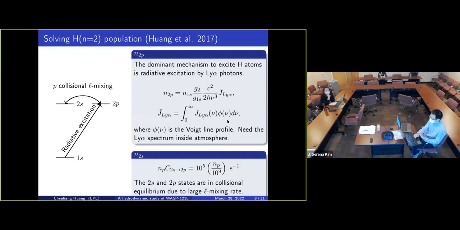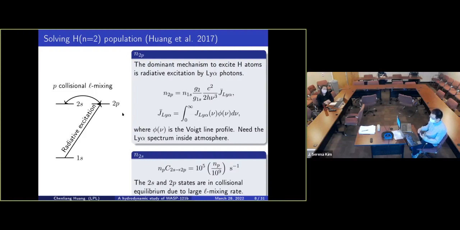profile-averaged mean intensity. So this is using the Voigt line profile to average the mean intensity of the Lyman alpha inside the atmosphere. Another state is the 2s. For the 2s state, in most of the model, the dominant rate process is the proton collisional l-mixing. So the proton collides with the hydrogen to make it jump between 2s and 2p.